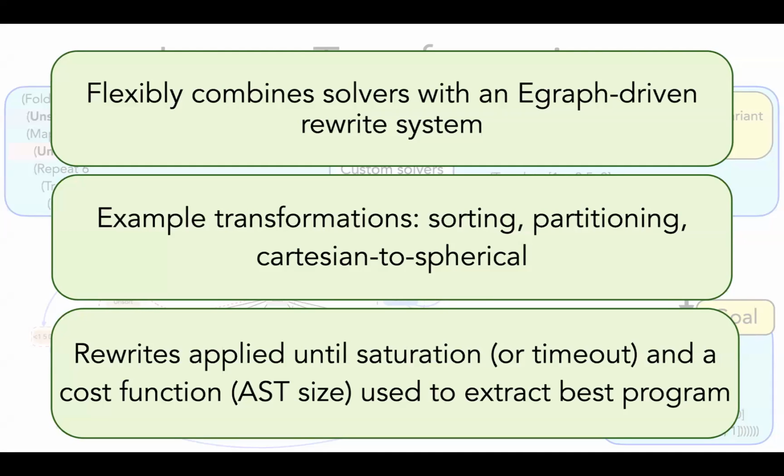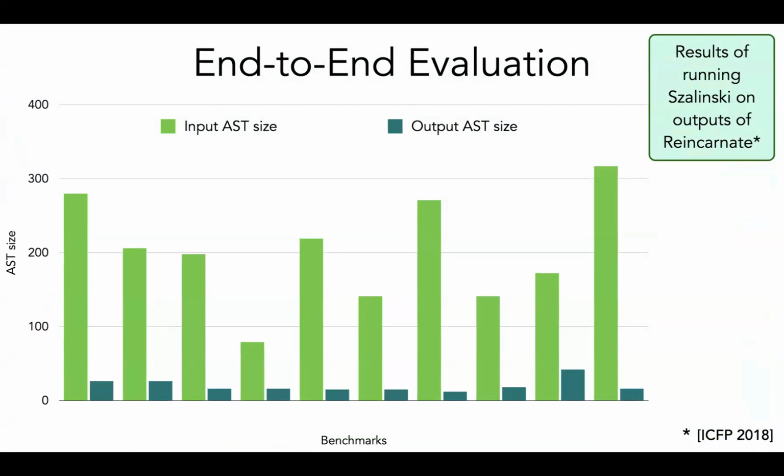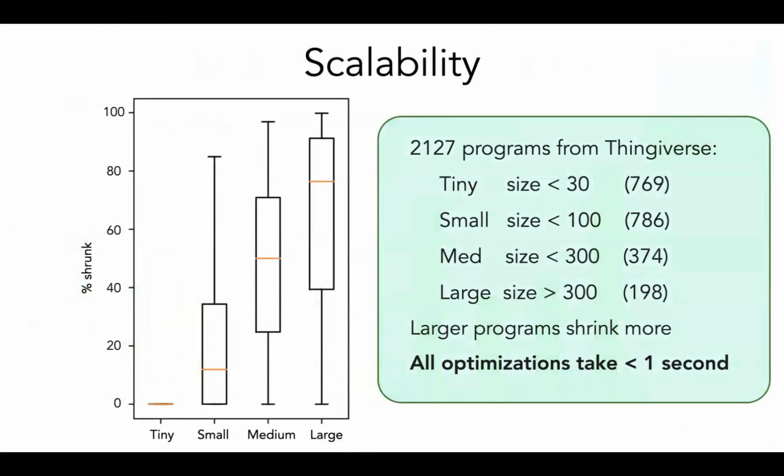So it turns out we implemented this. We ran it on the output of Reincarnate, and we got huge shrinkages. We got much smaller programs. It recovered the repetitive structure in the program. Of course, that's just our own tool. So we would like this to be useful to makers, people doing fabrication in general. So we went to Thingiverse. We downloaded a couple thousand programs from the wild, and decompiled those.